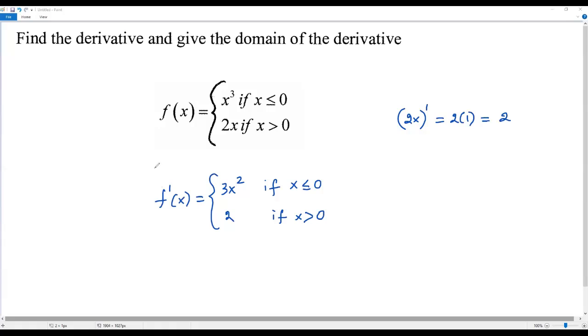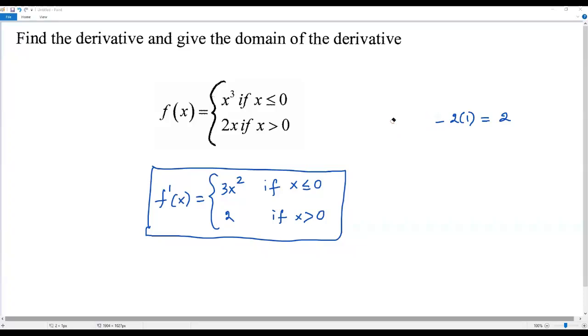Okay, now I got the derivative of the given piecewise function, that is f prime of x equals 3x square if x less than or equal to 0, and f prime of x equals 2 if x is greater than 0. Okay, I have to answer one more question, that is I have to find the domain of the derivative. Once I get the derivative of a piecewise function and I want to find the domain, I just have to check whether the derivative of the first piece is defined for all the values of x with this condition x less than or equal to 0.